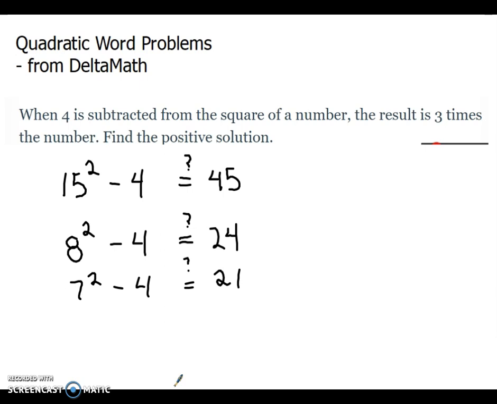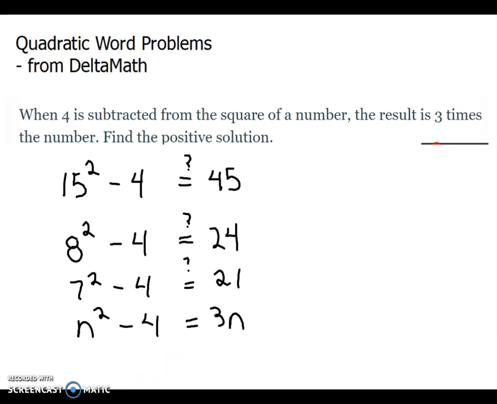So what you noticed was every time I tried my number, I squared it and subtracted 4, and I was hoping to get 3 times the number. So what I was doing was taking the number I had guessed and making it n, and then just writing the same thing I had done before.